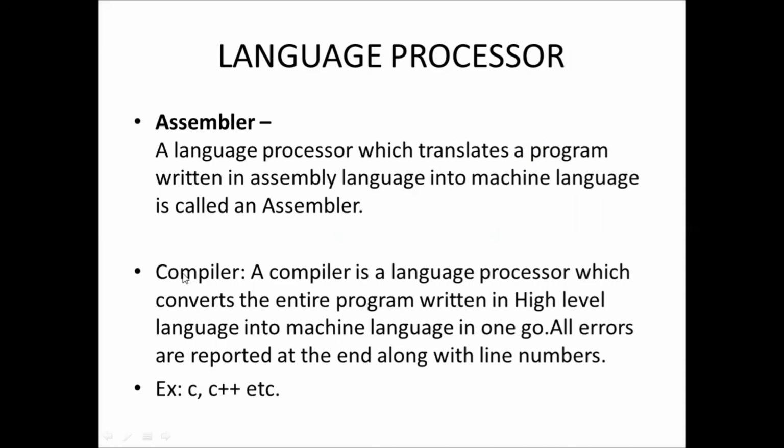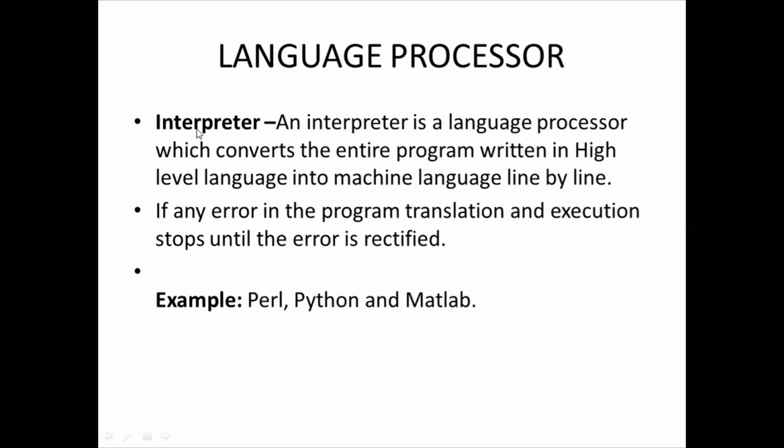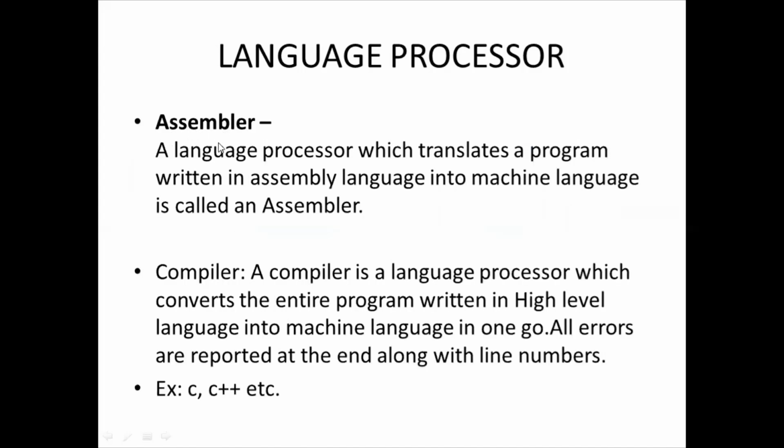All right. Then there are three types of translators. First one is assembler, second one is compiler, and the third one is interpreter. So let us see what an assembler is. A language processor which translates a program written in assembly language into machine language is called an assembler. Hope you remember in the introduction I told you mnemonics are used in assembly language, and a translator, an assembler, is required to convert. Same here. A language processor which translates a program written in assembly language, that is mnemonics, into machine language is called an assembler. It is one type of translator.